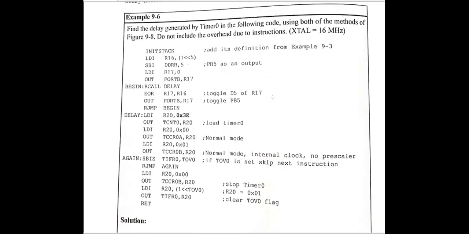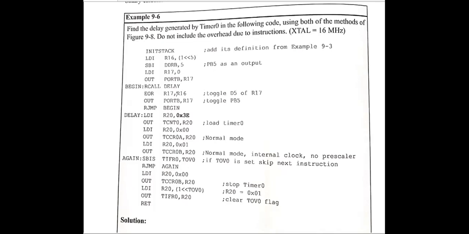In example 9.4, find the delay generated by Timer0 in the following code, using both of the methods of figure 9.8, and do not include the overhead due to instructions. The crystal is again 16 megahertz. Over here we are using the stack, with the include definition from example 9.3, and then SBI DDRB using port 5, that is PB5, as an output.